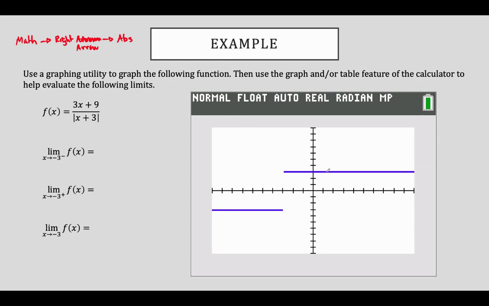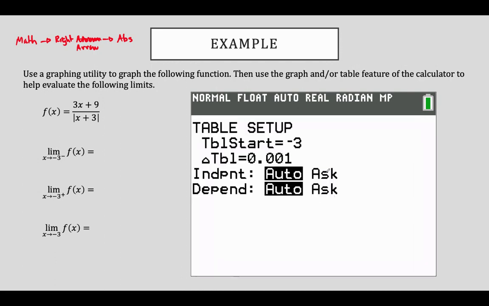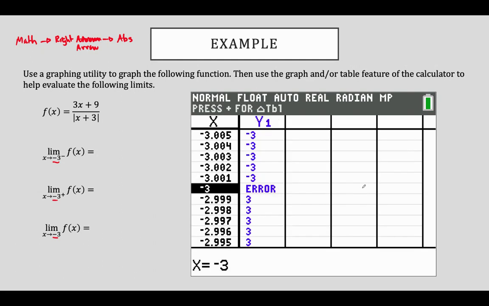Well, let's look at our table again. Hit second window. That will bring us to our table setup. And because the limits we are asked to evaluate are at -3, we are going to start our table at -3. Again, delta table, the rest of your settings should all be set up for you. Hit second graph. Second graph will bring you to your table. And scroll up until you have -3 right in the middle.